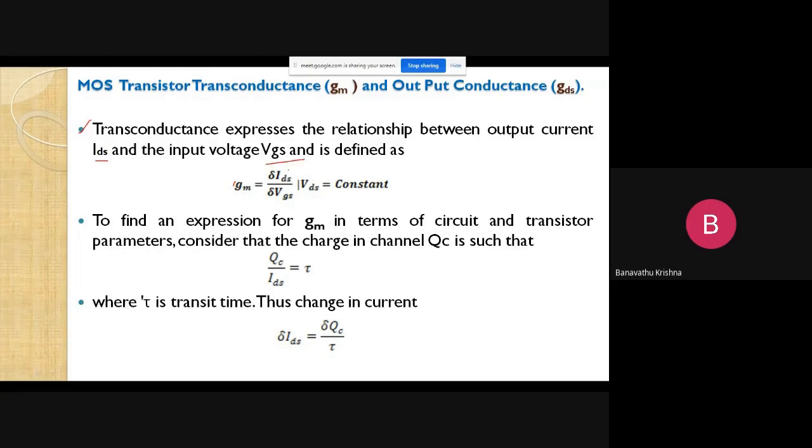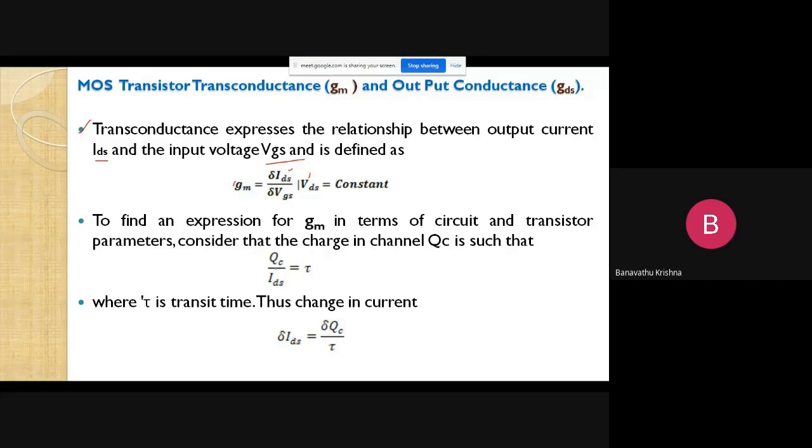Okay, you know that IDS is nothing but the drain to source current, that is the change in current, and similarly the change in voltage, that is the applied voltage at the gate with respect to source, that is VGS. And here VDS is the applied drain voltage with respect to source or substrate, right? Now we want to find the expression for GM, that is the transconductance.